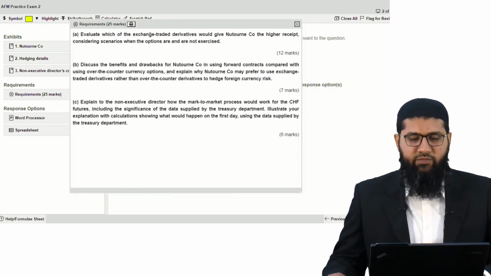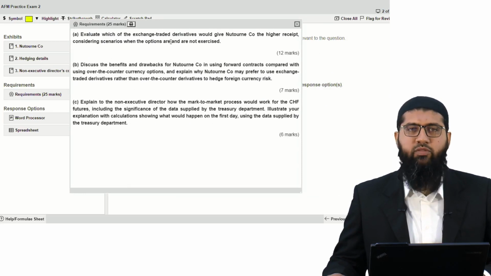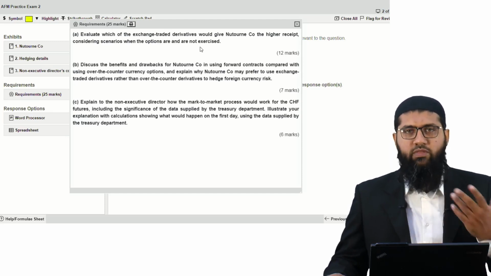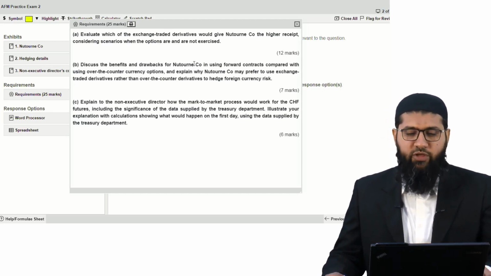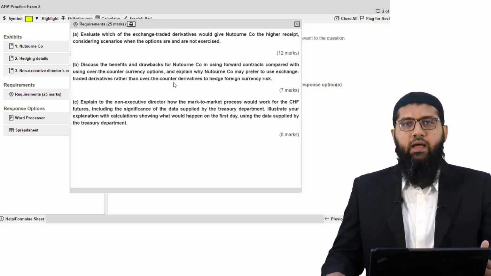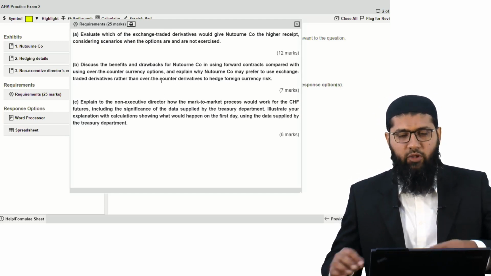It says evaluate which of the exchange traded derivatives could give Nouturne the higher receipt, considering scenarios when the options are and are not exercised. So one of them is a hedging situation where you have to estimate the receipt using the different types of hedging methodologies.